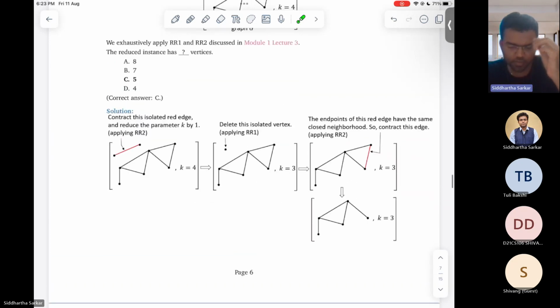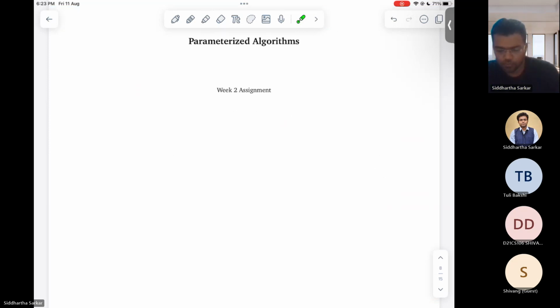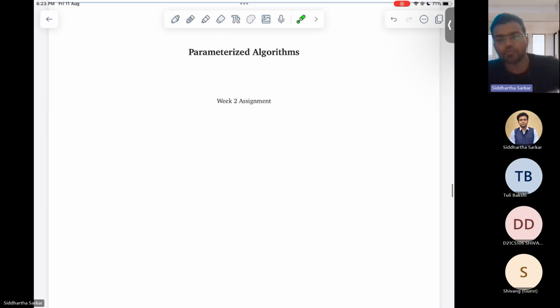I think we discussed week 1 assignments in quite detail. So let's quickly look at week 2 assignments. But before that, are there any questions? Okay, I hope that all of you attempted both quiz 1 and quiz 2. I mean, the assignments for week 1 and week 2.